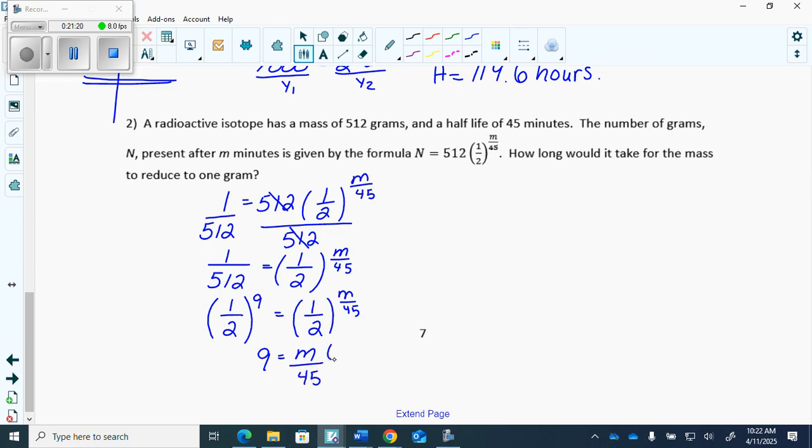And then I multiply by 45. And a lot of people don't have their screens big enough. Because what's 45 times 9? Pardon? I think you're right. But it is, I'm looking, sorry, for the units. Minutes. So you would say it takes 405 minutes for the mass to reduce to 1 gram.